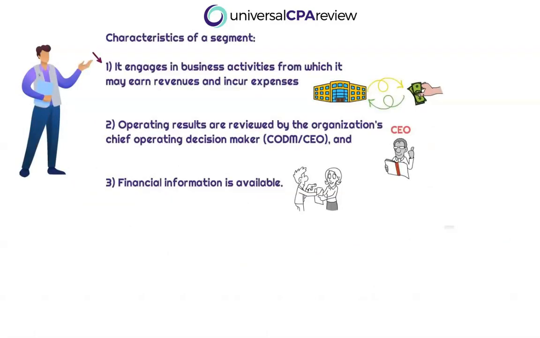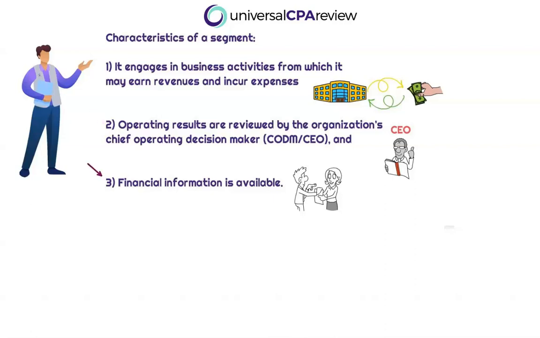It must engage in business activities from which the company earns revenues and incurs expenses, right? If it walks like a business, talks like a business, then it's going to be reported like a business. Operating results are reviewed by the organization's chief operating decision maker, sometimes known as the CODM, often referred to as the CEO. As long as this information is reviewed by the chief decision maker, right, the head honcho, then this would be considered within the criteria of a reportable segment.